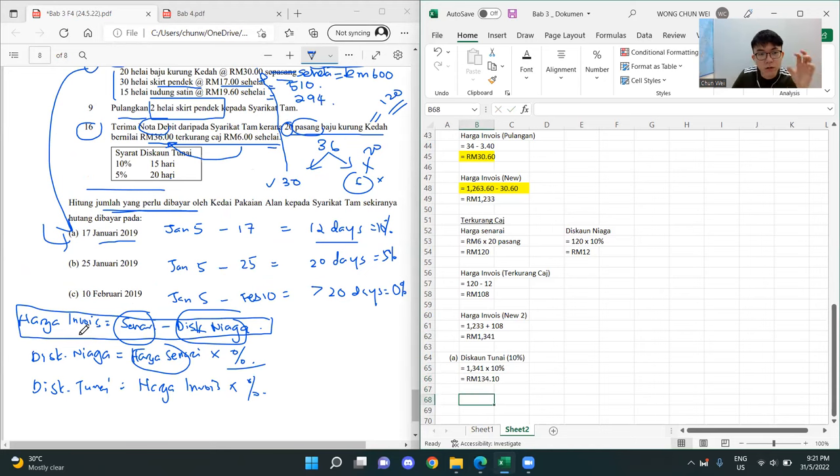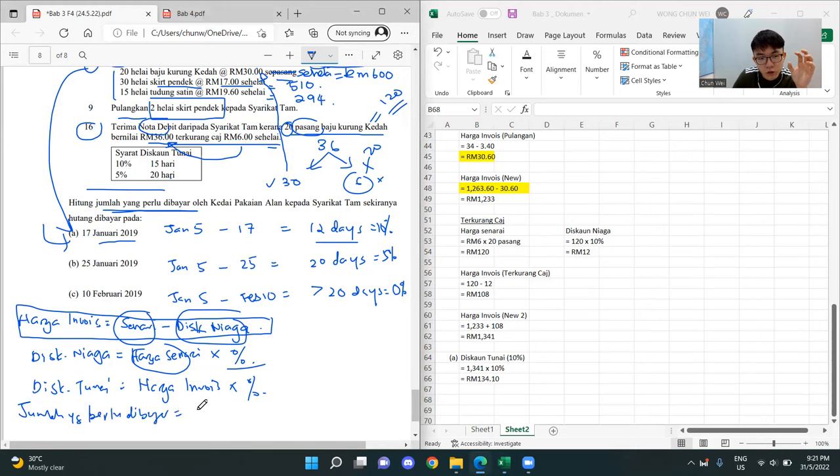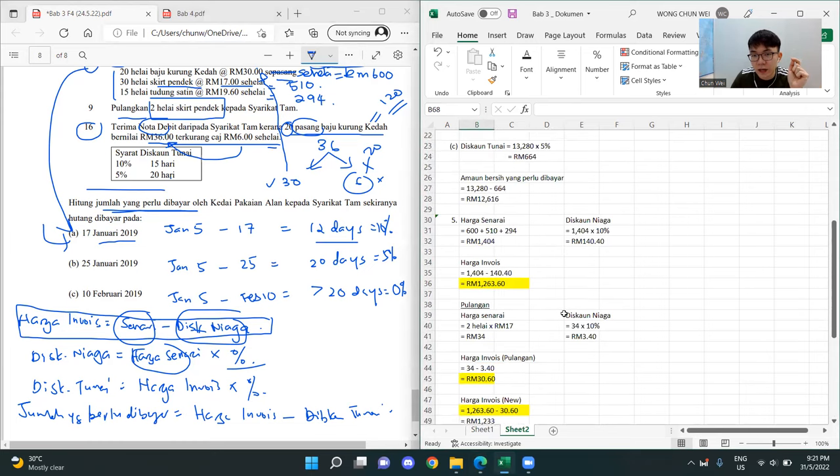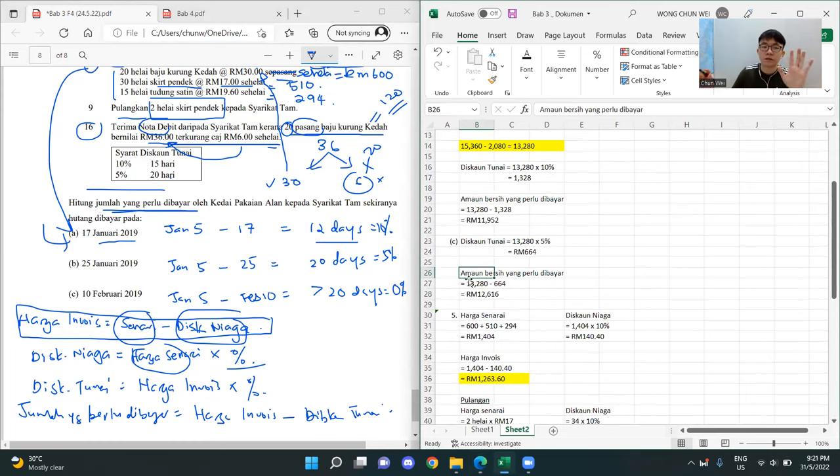But what about the jumlah yang perlu dibayar? So what is the formula for jumlah yang tadi? Same thing, jumlah yang perlu dibayar. So you're using the harga invoice minus the discount tunai. So it's almost the same thing lah. But now you, instead of using a harga senarai, you're using a harga invoice to minus the discount tunai. Okay, so this jumlah yang perlu dibayar is the same thing as amount bersih yang perlu dibayar. It's the same thing. Jumlah perlu dibayar, amount bersih yang perlu dibayar.